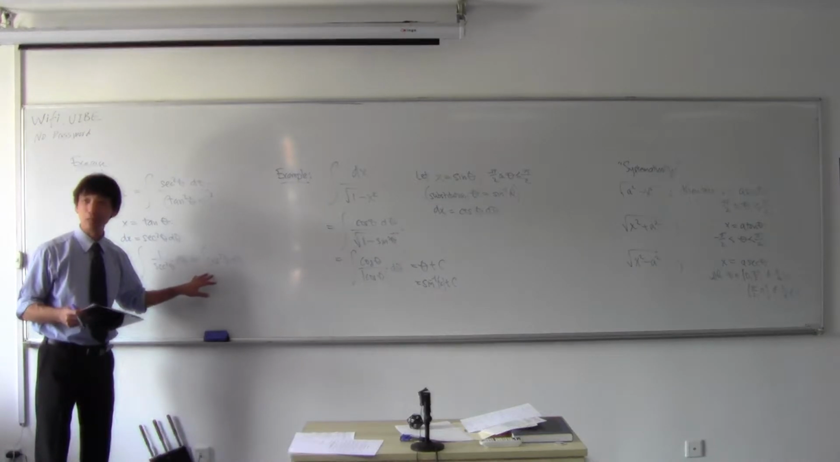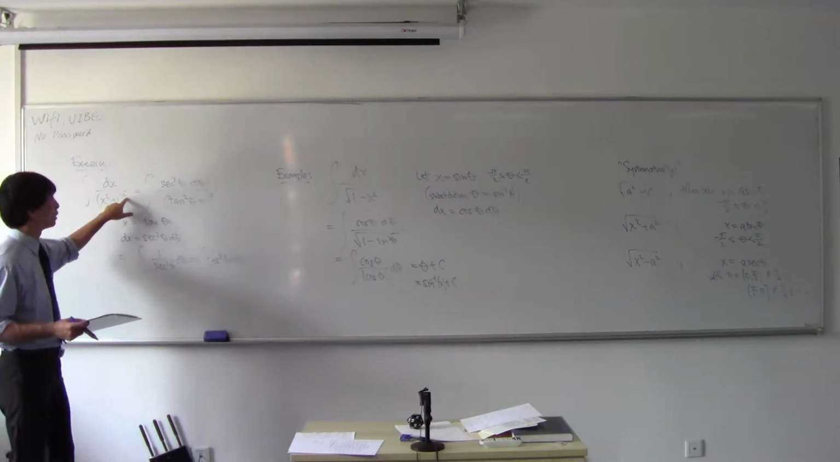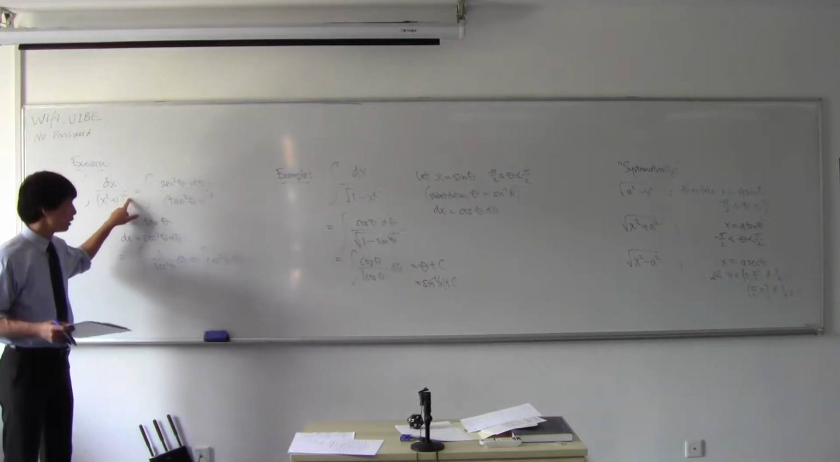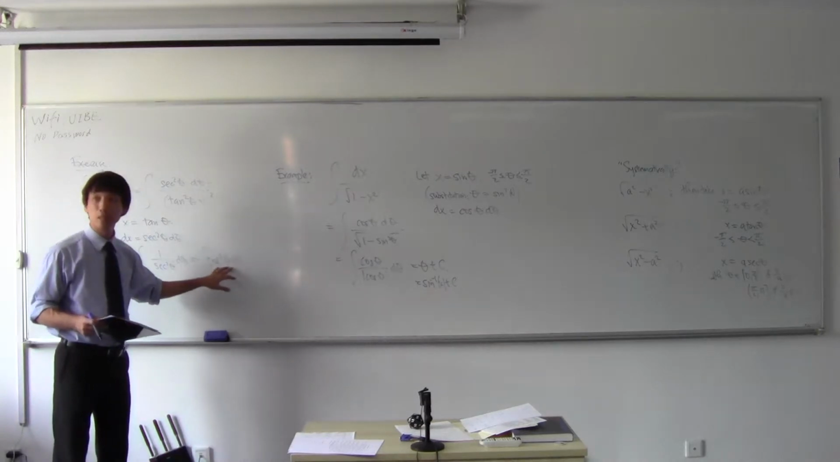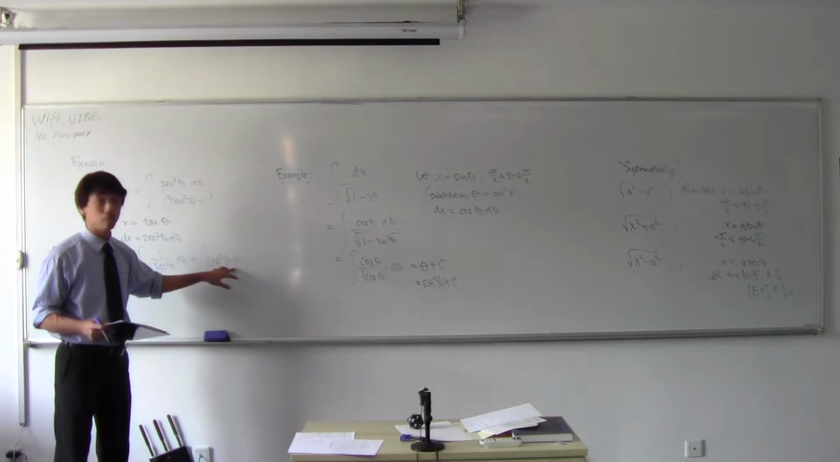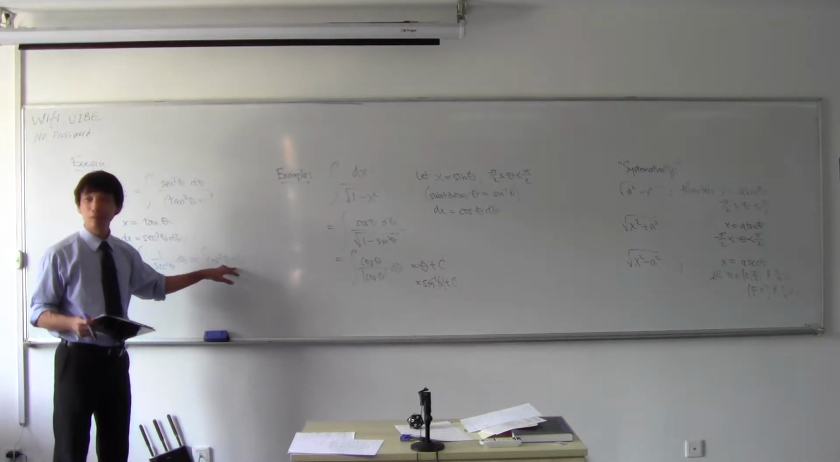Is that what you did, or did you do something different? I thought there was a root sign. There's no, this is a square, not a square root. Okay, so you end up with cosine squared theta d theta. At this point, what do you do? We just said this a minute ago.